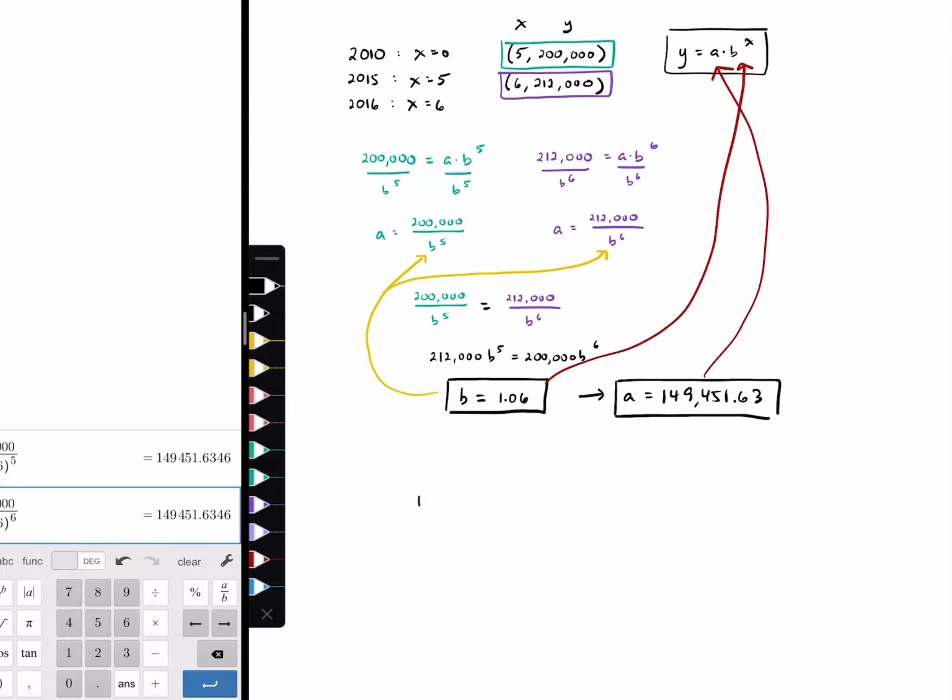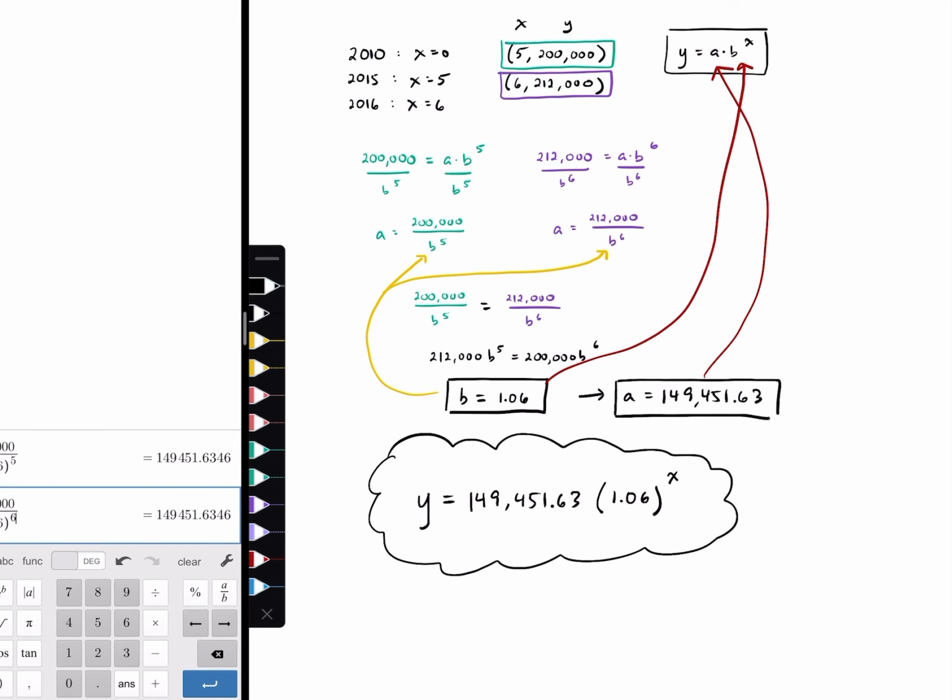We can say here that our final function is going to be y, where the price of the house is equal to the starting price. So in 2010, it was about this much money. That was the starting amount in 2010. And then multiplied by the growth factor, 1.06. Because it's more than 1, it's increasing over time, appreciating in value, and then raised to the x power. If x was 0, then the value of the house would be the starting number. If x was 5, then it would be worth 200K. And if x was 6, you would get the $212,000. So this right here would be the exponential function. Hope this helped.